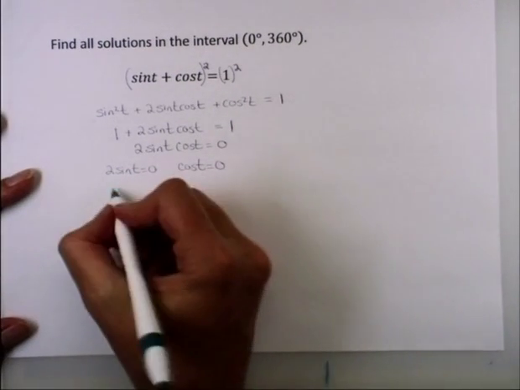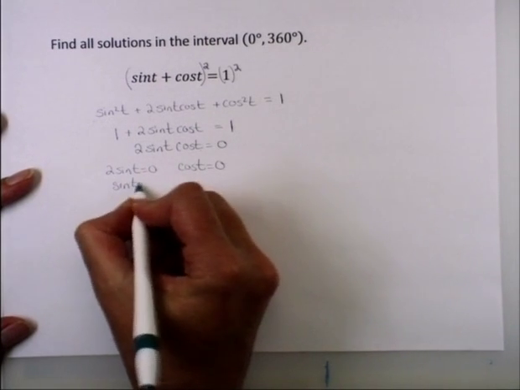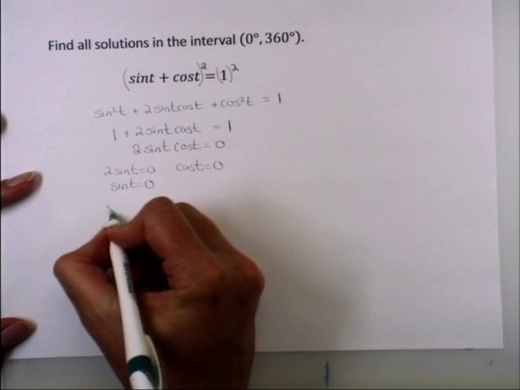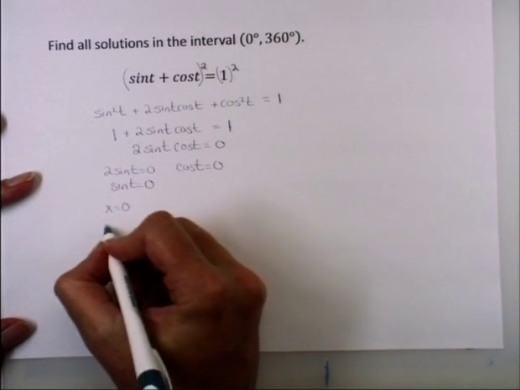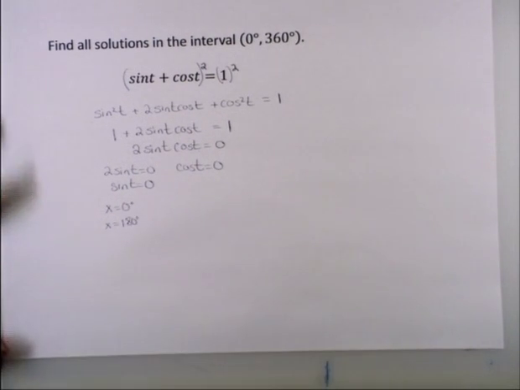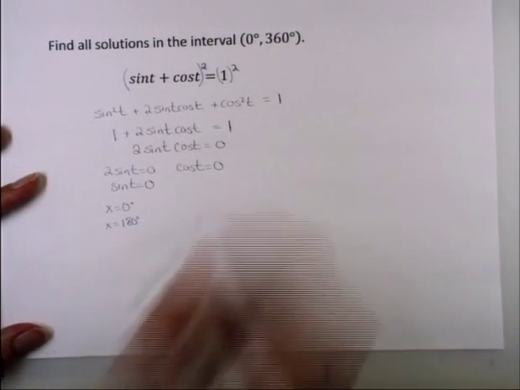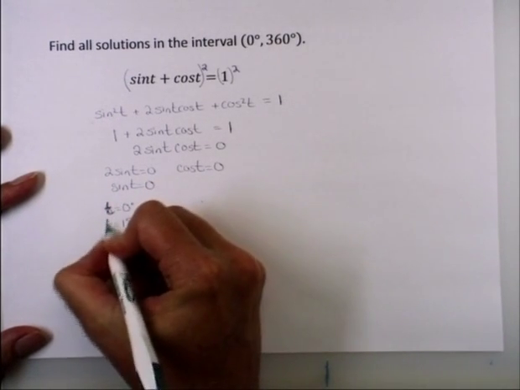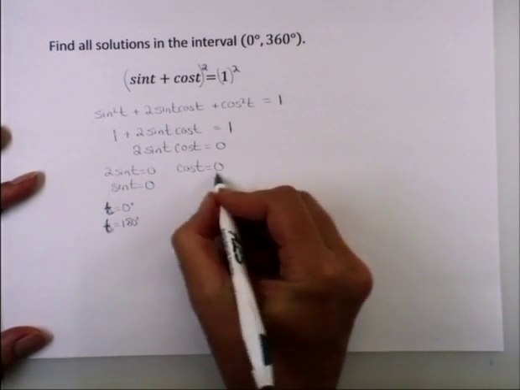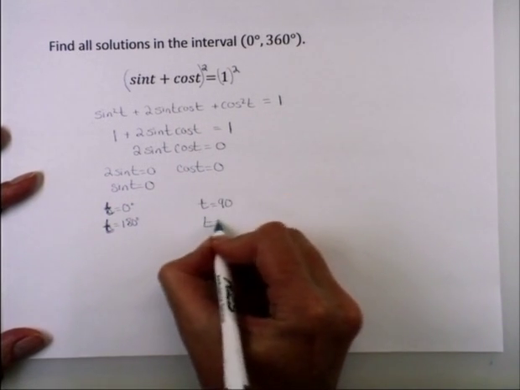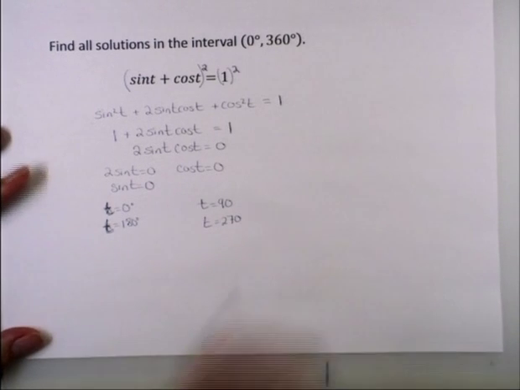So, divide off the 2. Where is the sine value equal to 0? At x equals 0, or x equals 180 degrees. And where is the cosine equal to 0? Or I did x, I'm sorry, I should be using t. And where's the cosine value at t equals 90, or t equals 270?